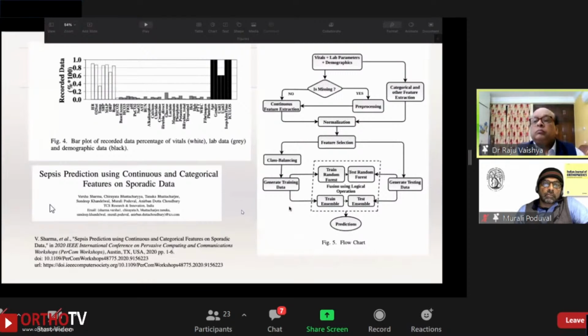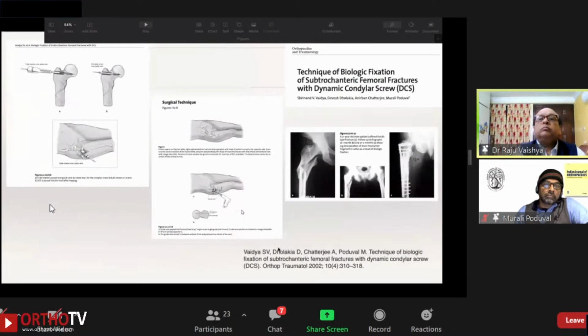This is an example of using a bar chart for showing the distribution of data in a data set. This was a paper on sepsis prediction on a challenge data set, and on the right is a flow chart which shows the way that this algorithm works and how the data has been used to predict sepsis in a given data set. So again, the use of the appropriate illustrations is what makes the paper better.